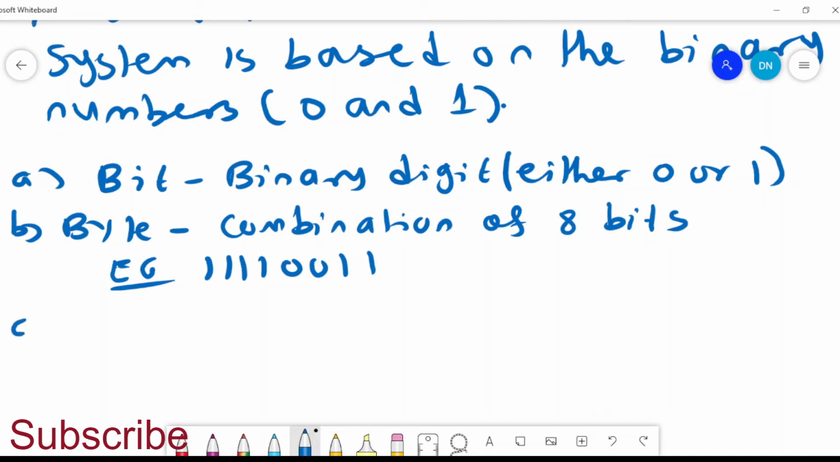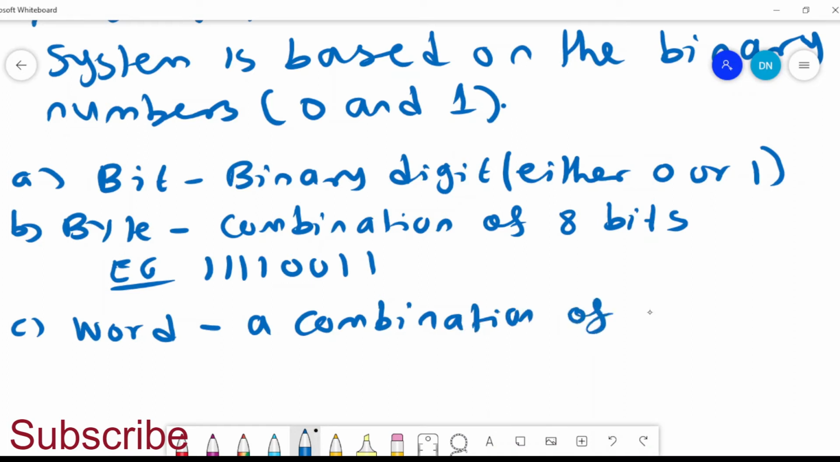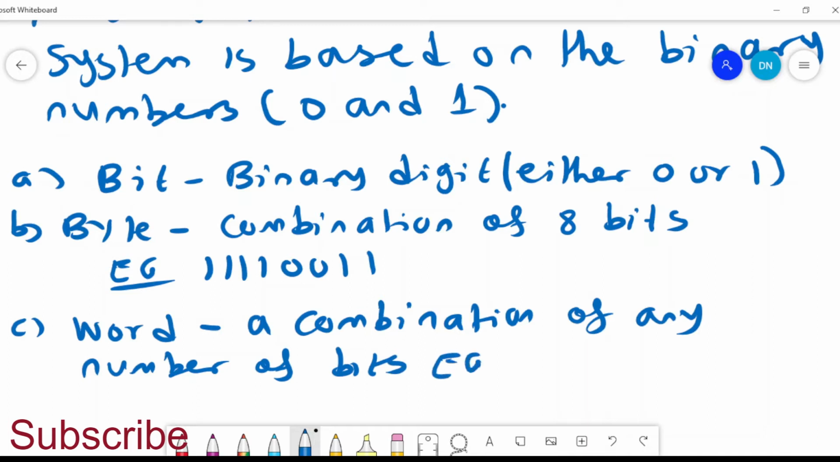And then the third one is a word, a combination. So a word is a combination of any number of bits. So this is a word. This could also be a word. And you can think of many other examples.